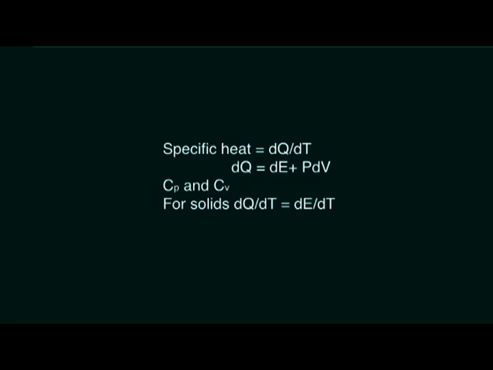In solids, there is practically no change in volume as the heat is applied. So, we always consider Cv, which is the specific heat at constant volume, to be more important. So, the expression for specific heat is dq by dt, and from your thermodynamics class, you know that dq is the sum of the internal energy change and the work done. So, dE plus P dV, and for solids you have dq by dt equal to dE by dt.